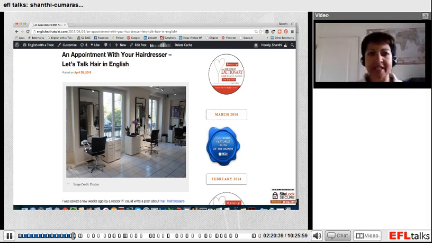For example, let's have a look. An appointment with hairdressers. I had a lot of clients. A couple of my readers had asked me, Shanthi, can you talk about giving us a vocabulary about hairdressing? So I decided to take that, and I went to my hairdresser.